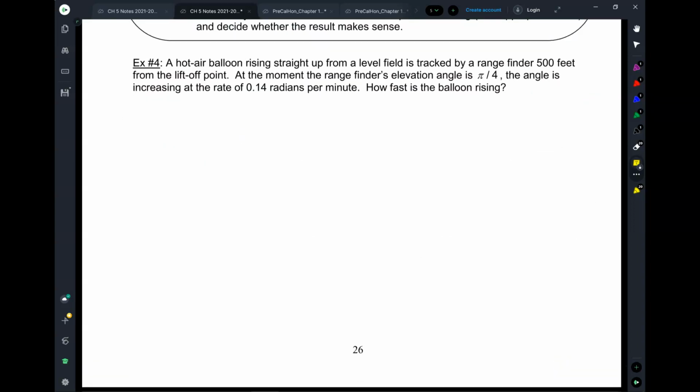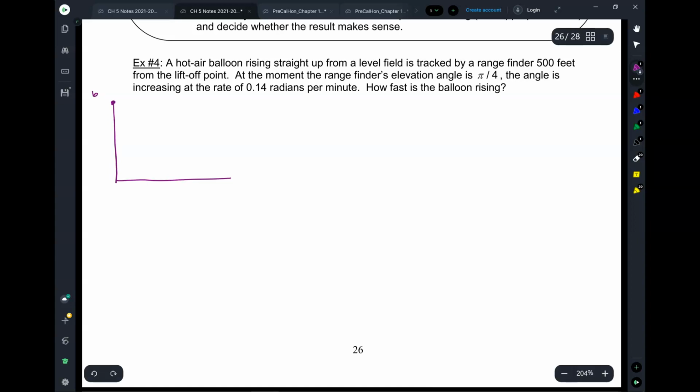All right. Without further ado, let's go. A hot air balloon. A hot air balloon is rising straight up from a level field, and it's being tracked by a rangefinder 500 feet from the liftoff point. Okay, let's draw a picture. Here's the ground, the level field. The balloon is rising straight up. So here's the balloon.